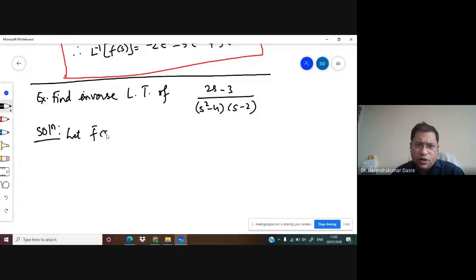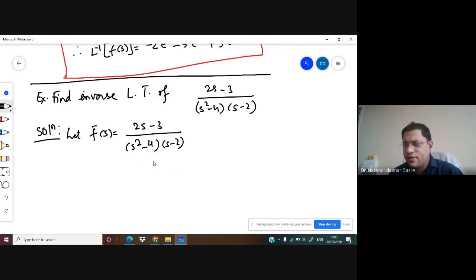Let f bar of s is equal to 2s minus 3 upon s square minus 4s minus 2. Okay, so what kind of factors do we have here? Do we have a quadratic factor and a linear factor? So that's what we need to identify. That square is there, so that does not mean it will always be a quadratic factor.